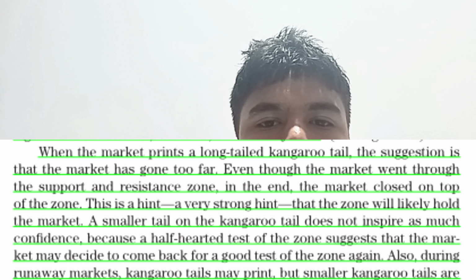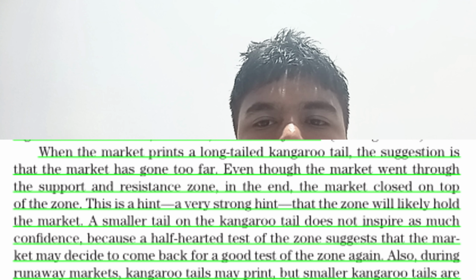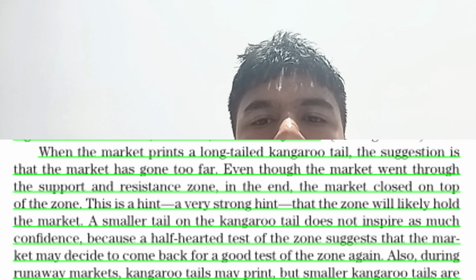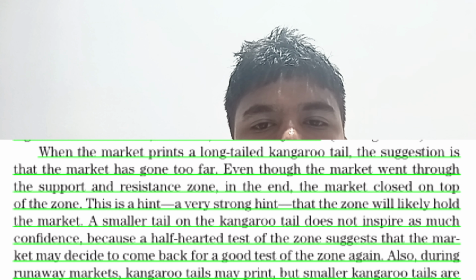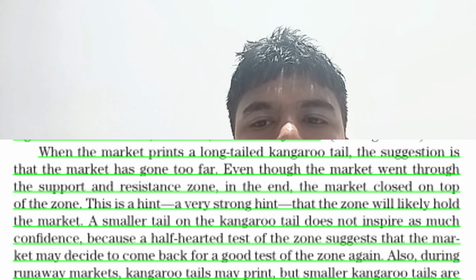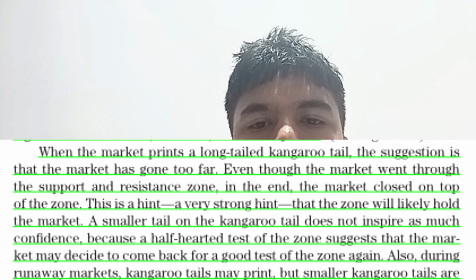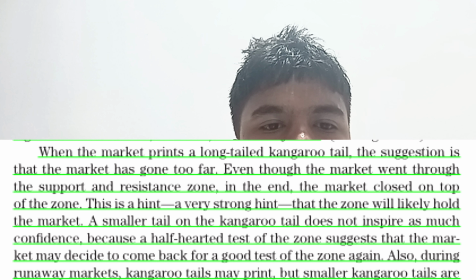When the market prints a long-tailed kangaroo tail, that suggests that the market has gone too far, even though the market went through the support and resistance zone. In the end, the market closed on the top of the zone. This is a hint, a very strong hint, that the zone will likely hold the market.